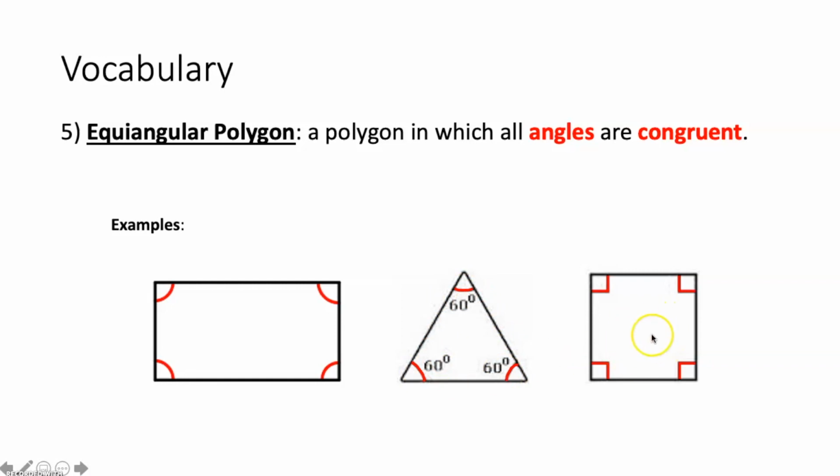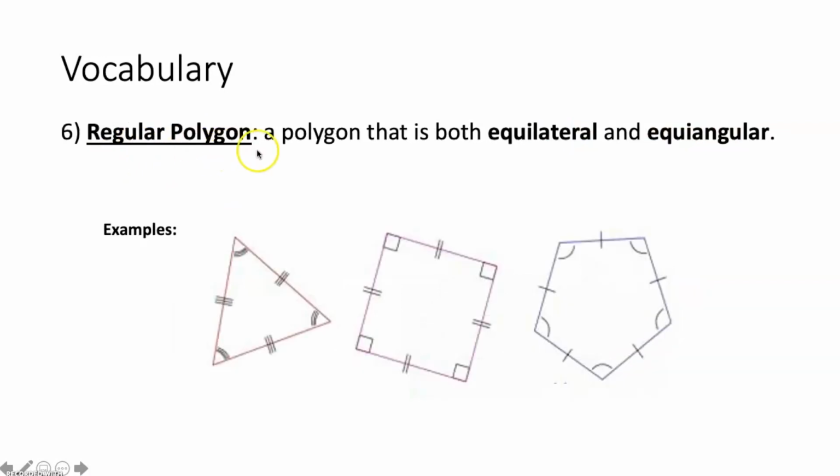Here we have a square. And again, a square or a rectangle is likely going to have these little red boxes in the corner. If each corner has a little red box, that just means each angle measures 90 degrees, which means it's equiangular. Now, a regular polygon would be a polygon that is both equilateral and equiangular.